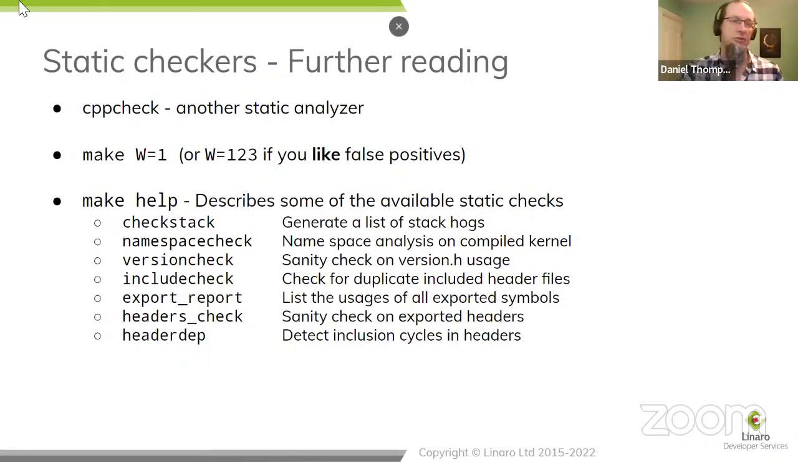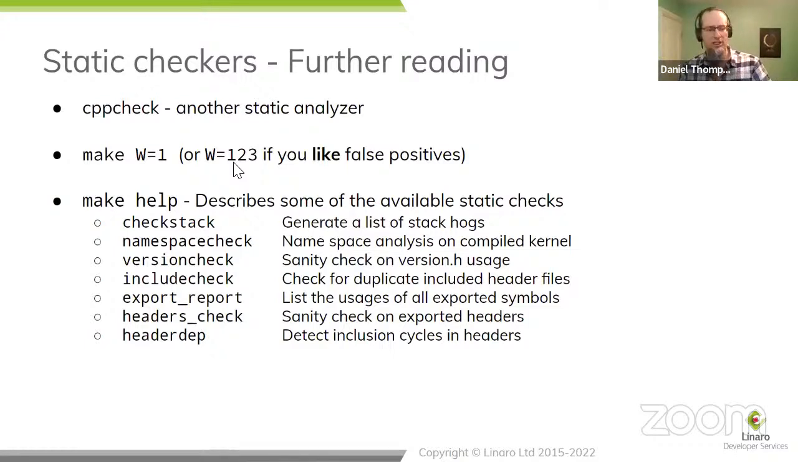There is something called CPP check, which you'll find in make help. CPP check that you can integrate using the check technique, same as Smatch. You can turn up the warning levels. So if you want to adopt a high level of warnings, bearing in mind there is a reason the kernel turns a lot of these warnings off.